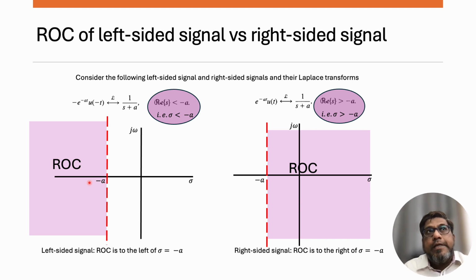By looking at the ROC, it gives us an idea as to what the signal is going to look like in the time domain, in which direction the signal extends. So if the ROC of a particular signal is extending towards the right of some line, it tells us that the signal is right-sided, and if the ROC of the Laplace transform of a signal is extending towards the left side, then the signal is a left-sided signal.